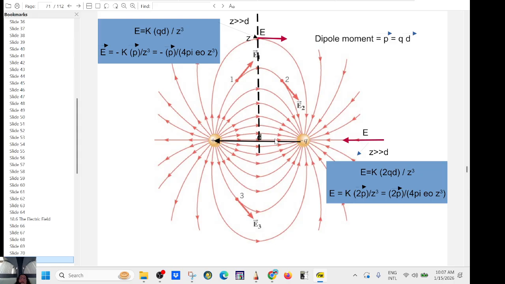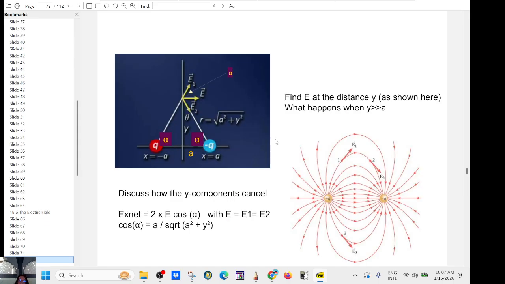Are you with me? Okay, so let's do an example just for you to see how it's done. We're going to go on the bisector. You take a point on the bisector, that will be the distance y, like we did before, and that will be the distance a. So the distance between q and minus q is 2a. That will be your d in the dipole moment.